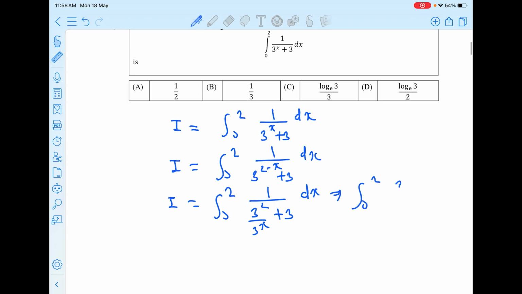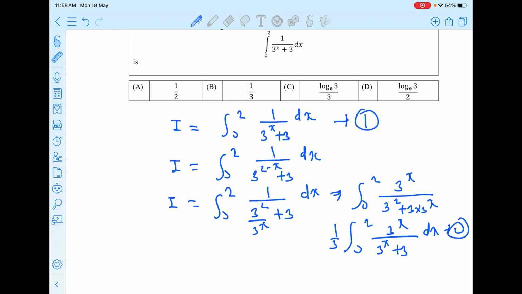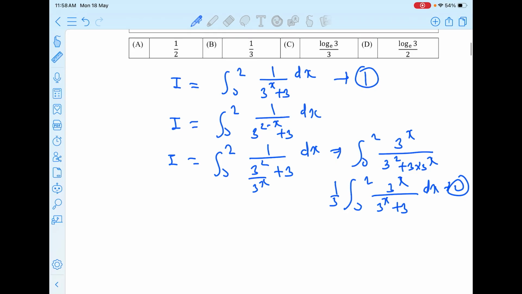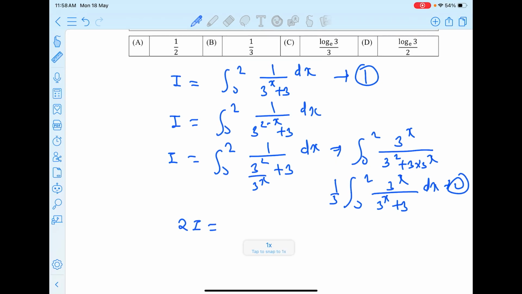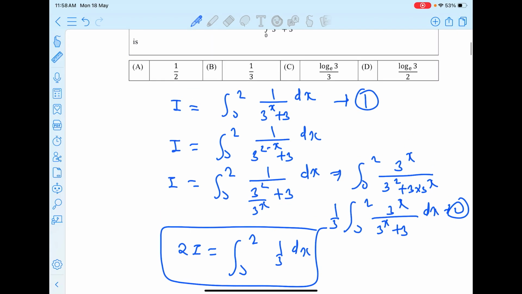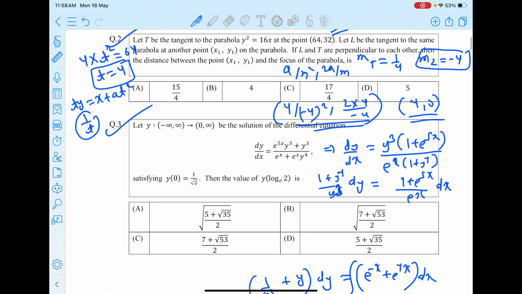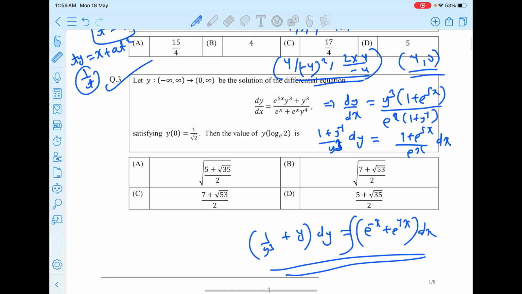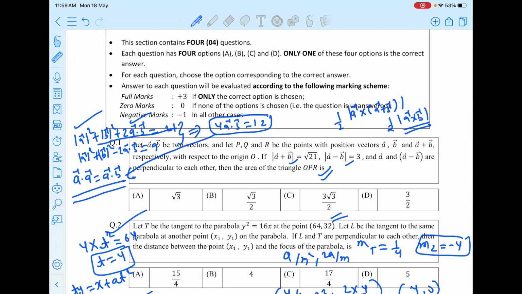If you simplify, it will be integral 0 to 2 of 3 power x divided by (3 square plus 3 into 3 power x). So what will you get, integral 0 to 2 of 1 by 3 times 3 power x by (3 power x plus 3) dx. Now just add these two. Once you add these two, what will you get, 2I is equal to integral 0 to 2 of 1 by 3 dx. So this is also very easy. So out of these 4 questions you can solve each and every question, and you can easily score 12 marks.